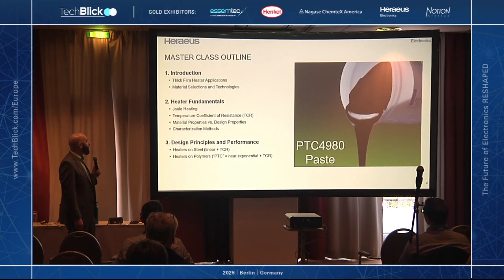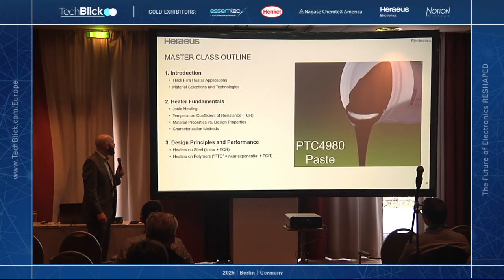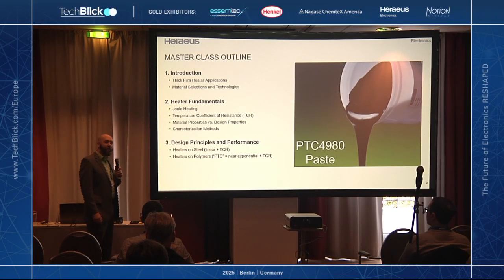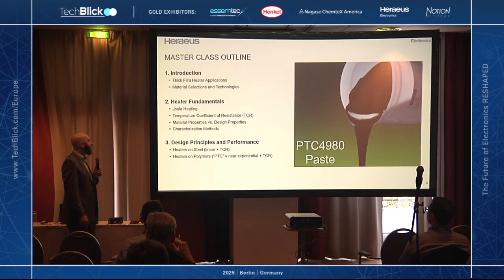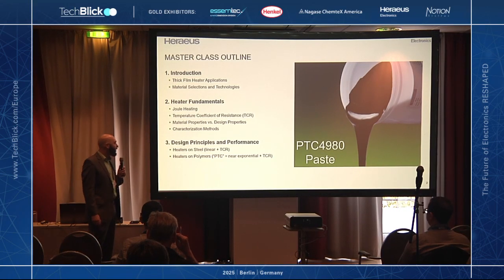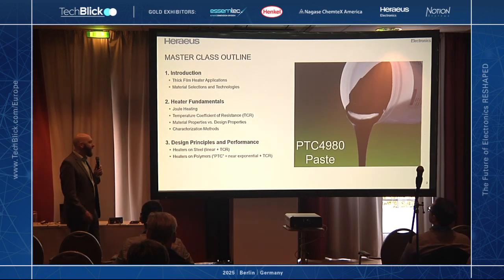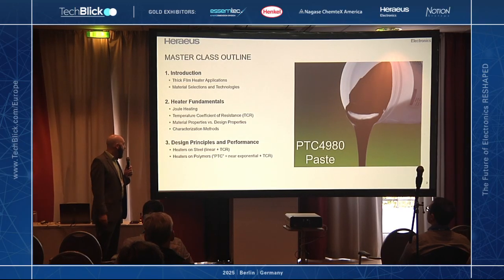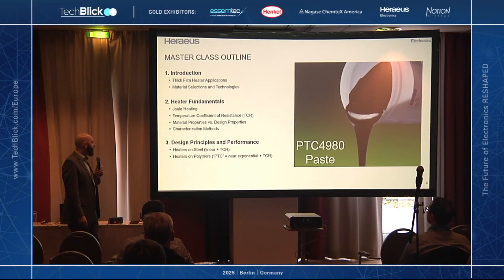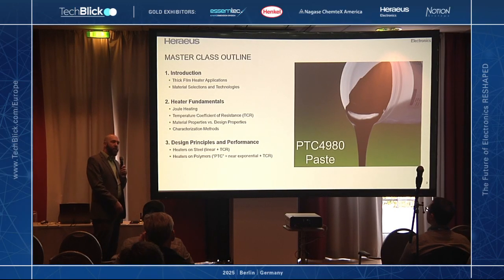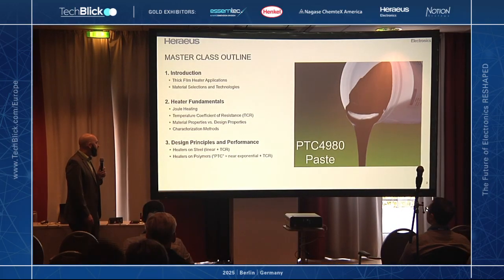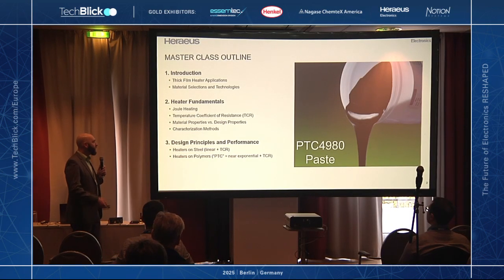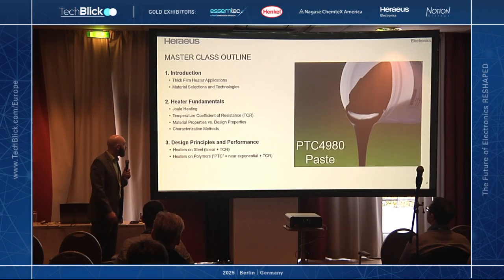All right, so first I'll go through a quick introduction about the applications as well as material selection and the available technologies. Then I'll start going into the fundamentals: Joule heating, temperature coefficients of resistance, material properties versus design properties, and then the characterization methods that we use in the lab to determine how these materials perform. And then finally, we'll go into some case studies, design principles, and performance for first heaters on steel, which is a little bit more straightforward, and then talk about heaters for polymers, specifically these PTC materials that have a near exponential positive TCR response.